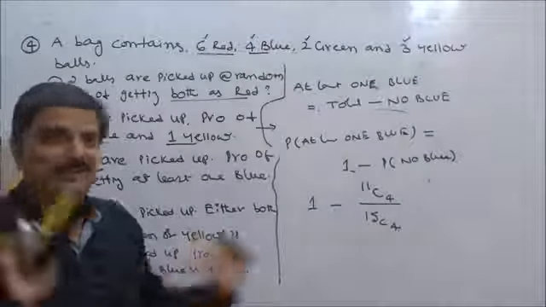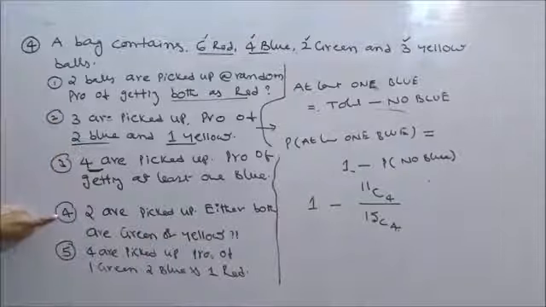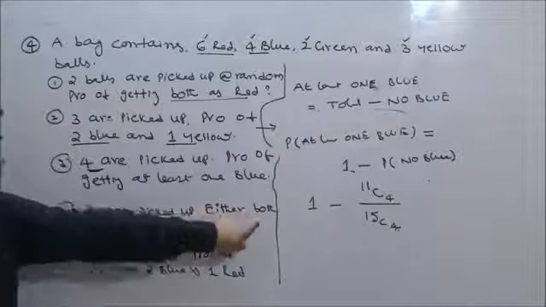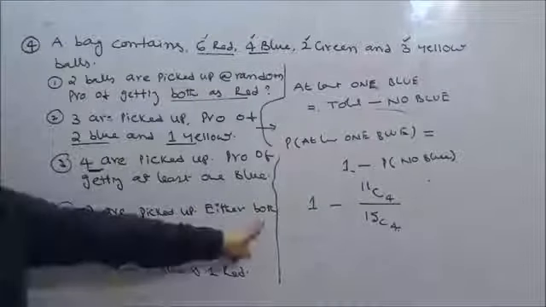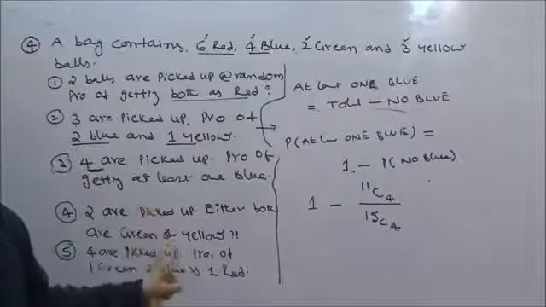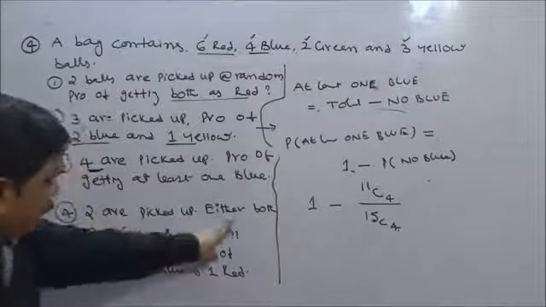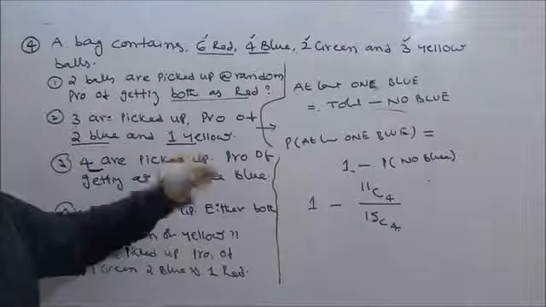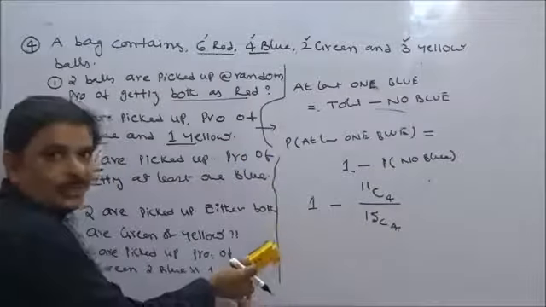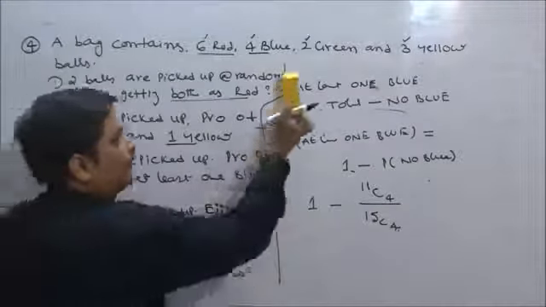Got the clarity? Right. Now move on to the next question, the fourth one. 2 are picked up. Either both are green or both are yellow. You can do this question very easily, students, right? 2 are picked up. Either both are green or both are yellow is the question, right? I hope you must have understood this one, right? Please make a note of this. Now, this question.